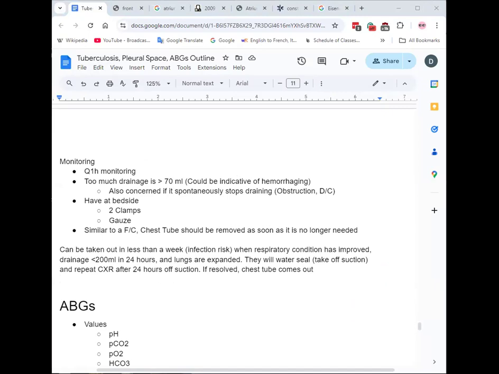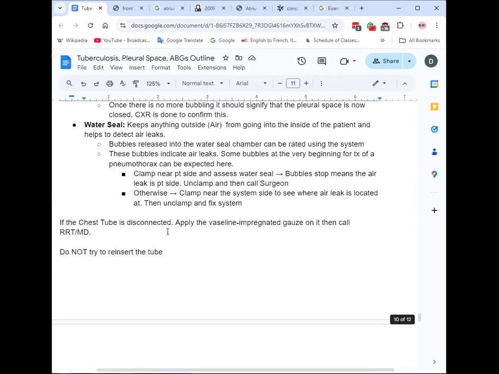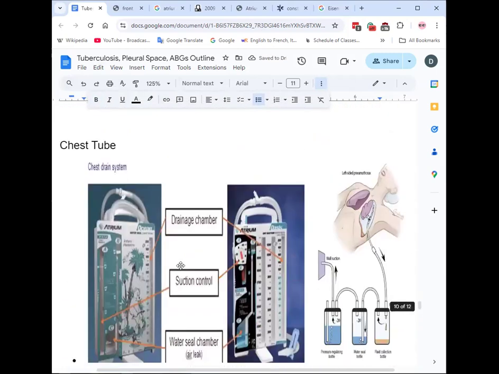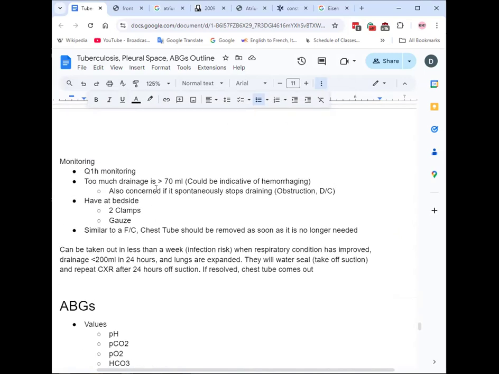Any questions on this? There might be a lot of questions on this one, from you guys, not from the test. I know it gets confusing because we don't see these too often. So I would say the main thing is knowing what you need to have at bedside. Definitely knowing about the gauze, applying the sterile gauze if this ever comes off, understanding the difference between the water seal and the suction, how much is too much drainage, and also being concerned if it suddenly stops giving you any output.